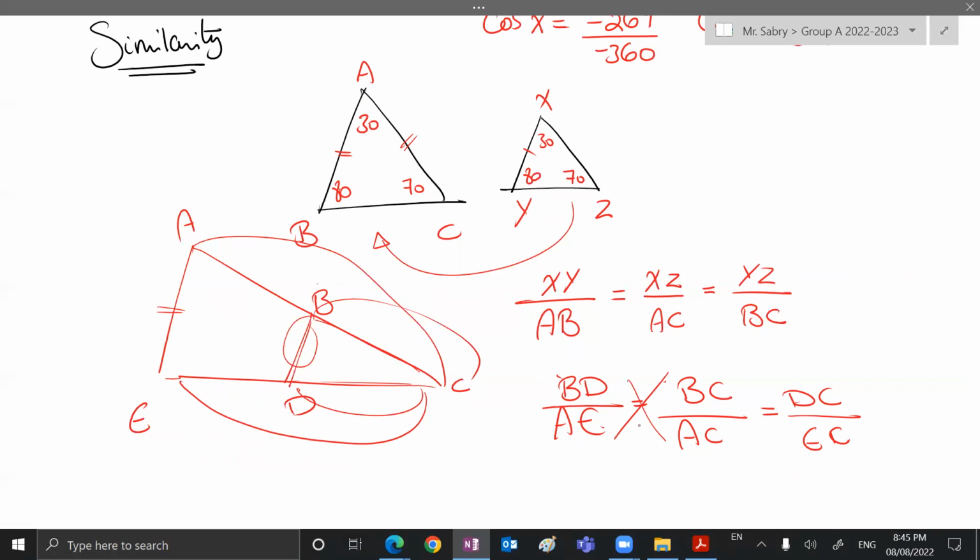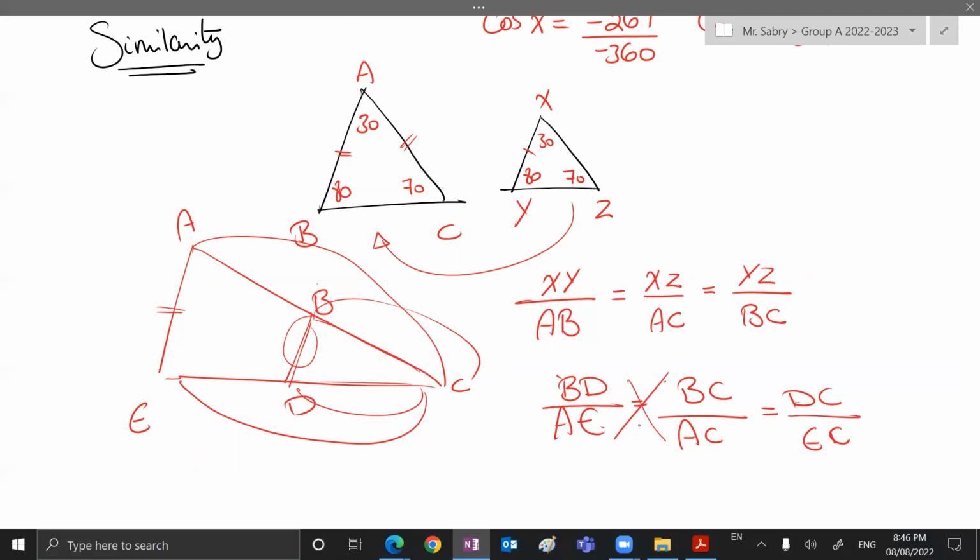So it's just the shorter one over the larger one, like BD over ACE. BD is the shorter line and ACE is the biggest one. Exactly, and you do that for any of them. Could I have put the larger one above the smaller one? Yes, that's fine.